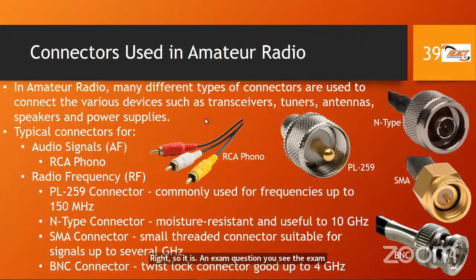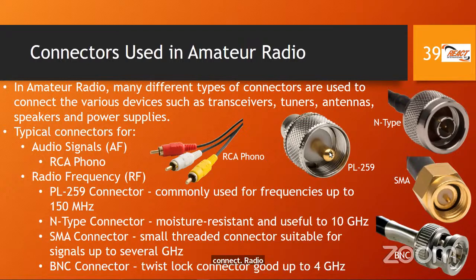So this is just to introduce it. These are RCA phono jacks, and they're typically used for audio signals, or AF. And the AF here means audio frequencies, right? So phono jacks. But we also have a couple of other connectors like these on the right-hand side here that are used to connect antennas or to connect radio frequency components.